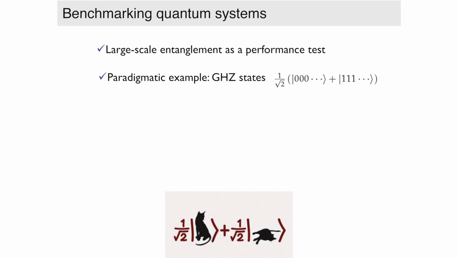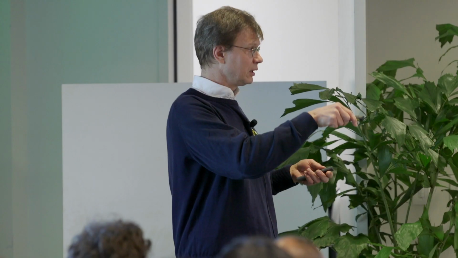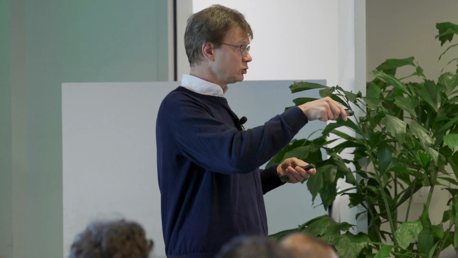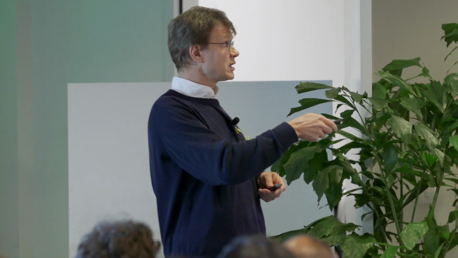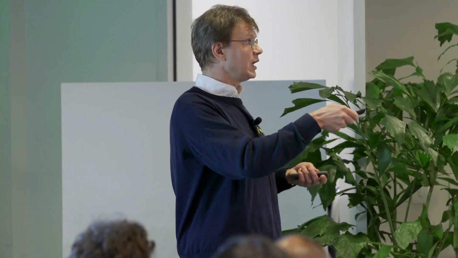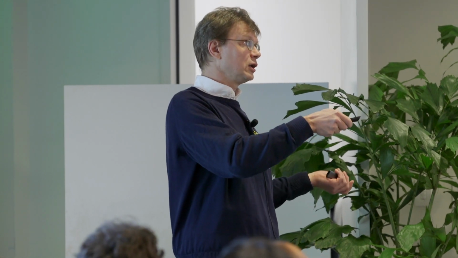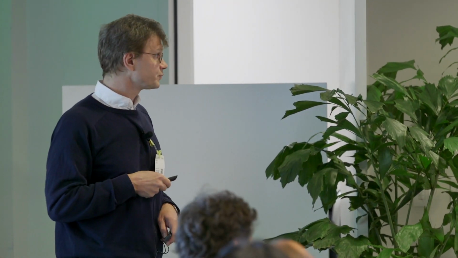Specifically, what we set out to do is prepare this famous or infamous Schrödinger cat state, where the system can be in a superposition of two completely distinguishable states. A paradigmatic example for that is the so-called GHZ state, where, for example, all atoms are in the state 1 or in the state 0.